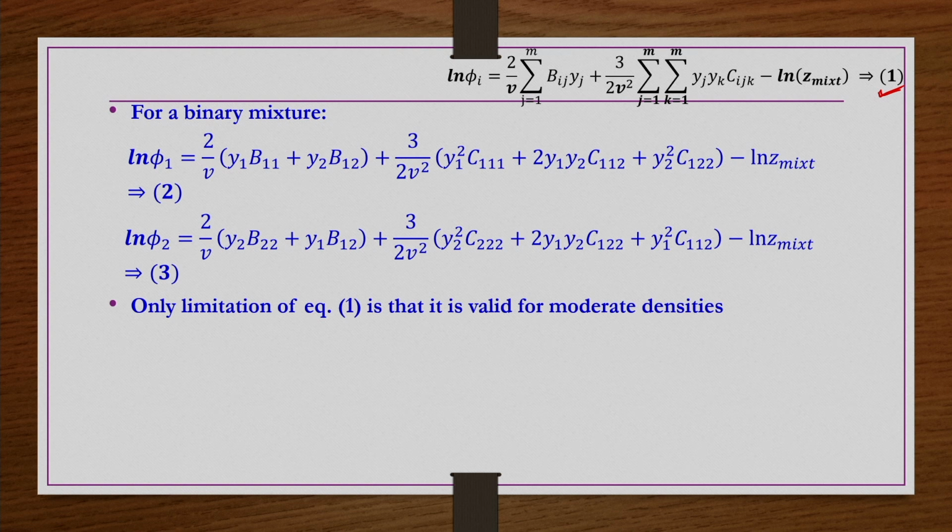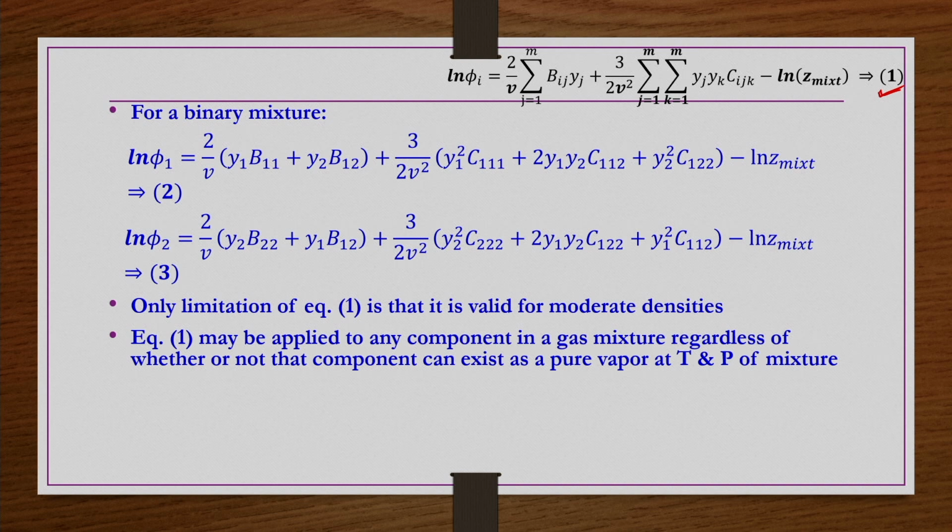So, this equation, what is the limitation? It is valid for moderate densities only, because we know that virial equation of state is valid for the low to moderate densities only, though at high densities we can apply, but it gives some kind of errors because of non availability of this virial coefficient at high densities.